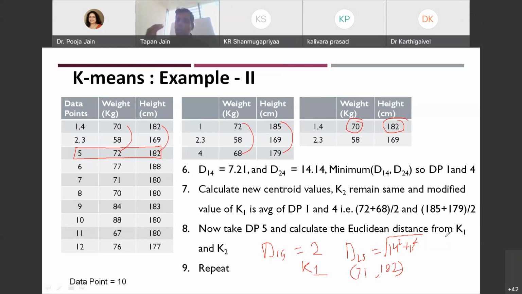And let's keep on repeating. Whenever a new data point comes, you just compare the distance from the centroid. So it may be 2 clusters, it may be 3 clusters, it may be 4 clusters. So you have to do the multiple tasks for the same. I hope now this is clear to all. If any doubt, just let me know.